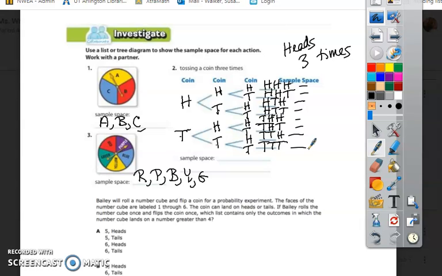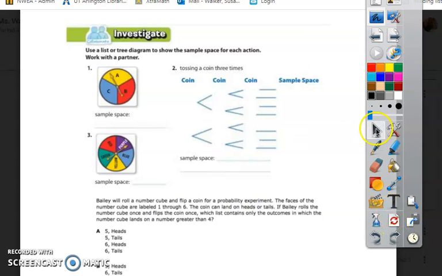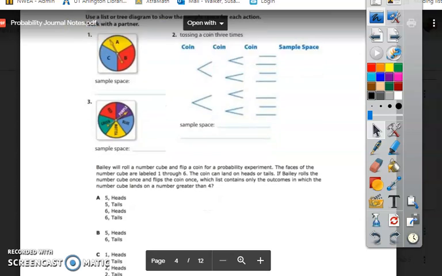One of them is a heads, heads, heads. As far as heads, heads, heads, only one. This is the only one where it's heads, heads, heads. Okay? 1 out of 8. So if I want heads 3 times, guys, it's not like 1/2, okay? It's 1/8, okay?